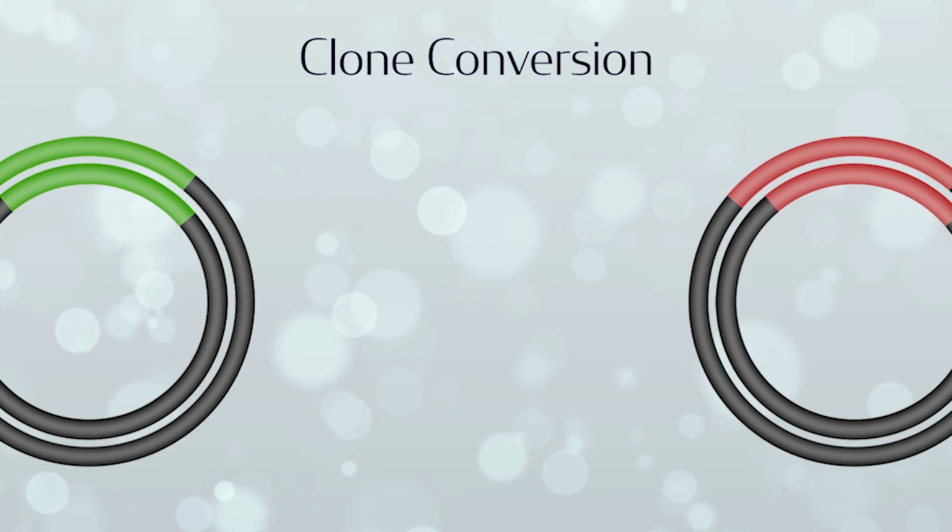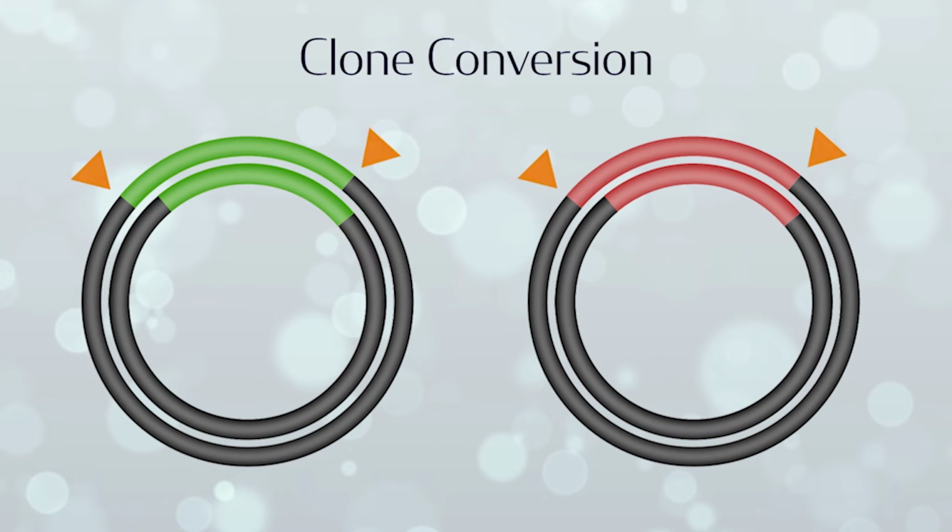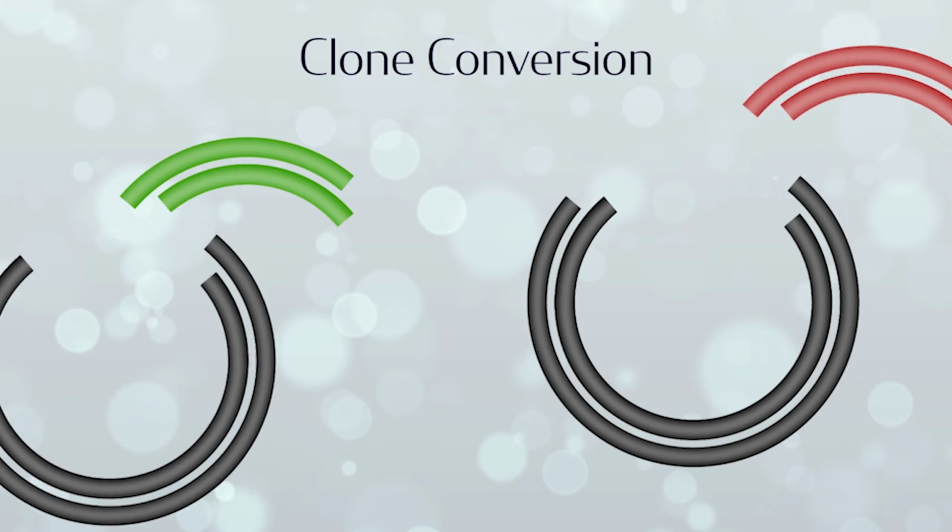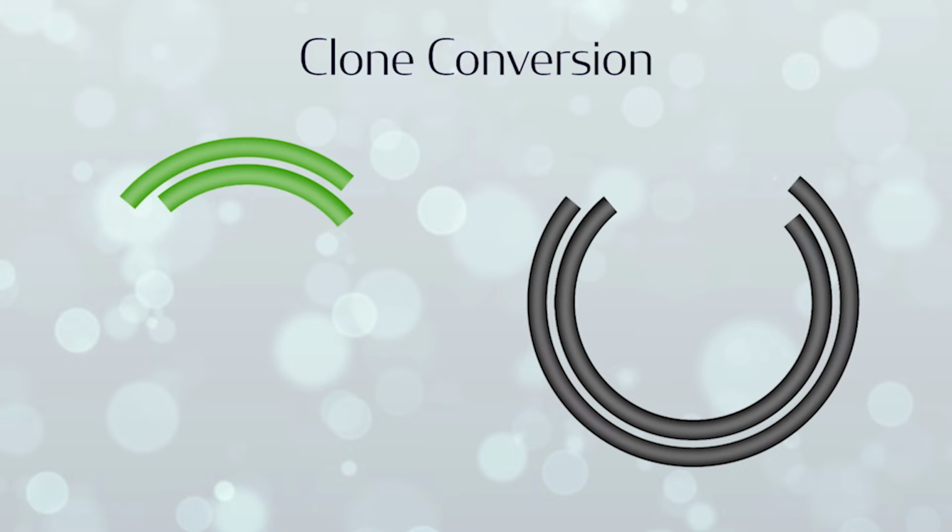Let's start with clone conversion. The first step of the process is a restriction enzyme digest. A donor and an acceptor plasmid are digested with the correct restriction enzymes, resulting in the desired backbone and Golden Gate part. The second step is the Gibson assembly.